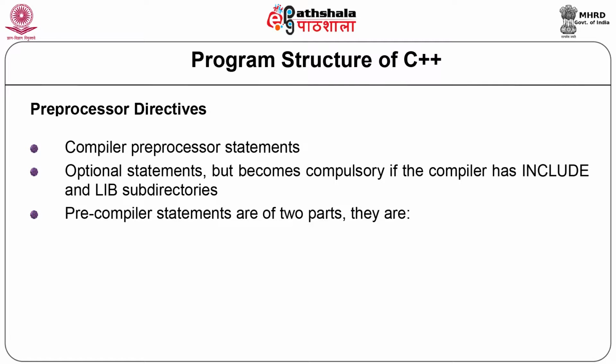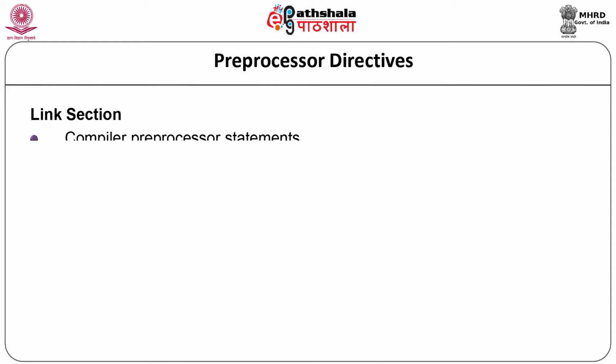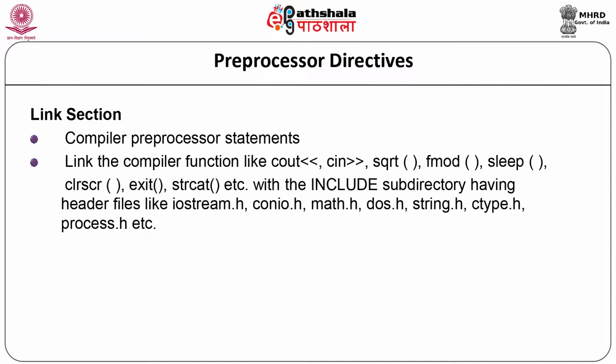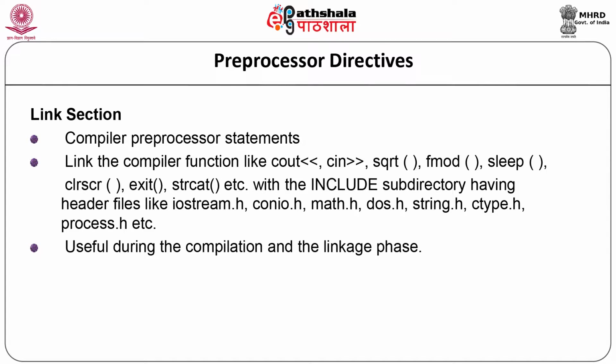The pre-compiler statements are of two types. They are link section and definition section. In link section, it is possible to link the compiler functions like cout operator, cin operator, square root, fmod, sleep, clrscr, exit, strcat, etc. with the include subdirectory having header files like iostream.h, conio.h, math.h, dos.h, string.h, ctype.h, etc. These are very useful during the compilation and linkage phase.